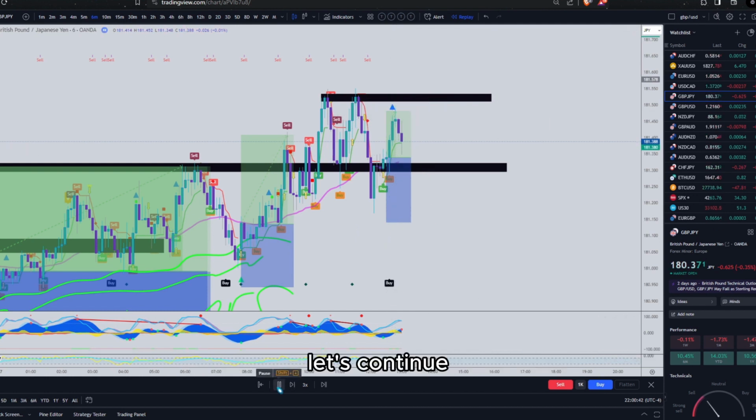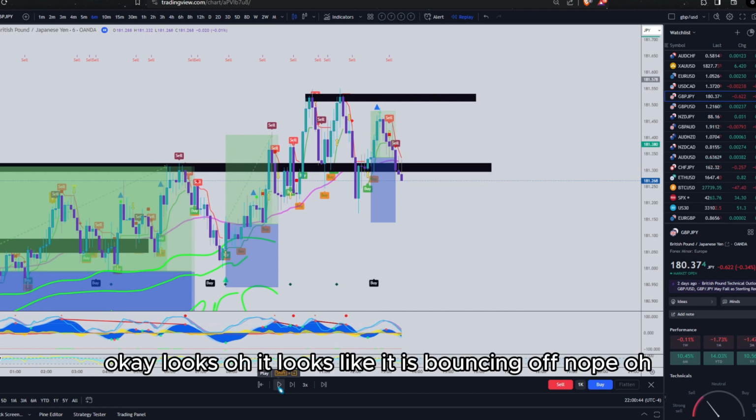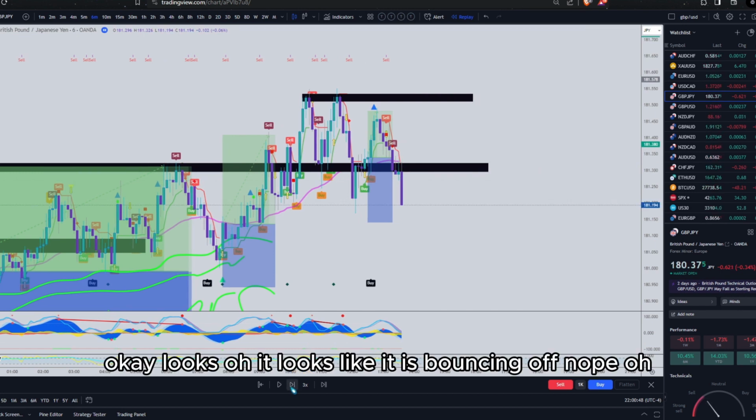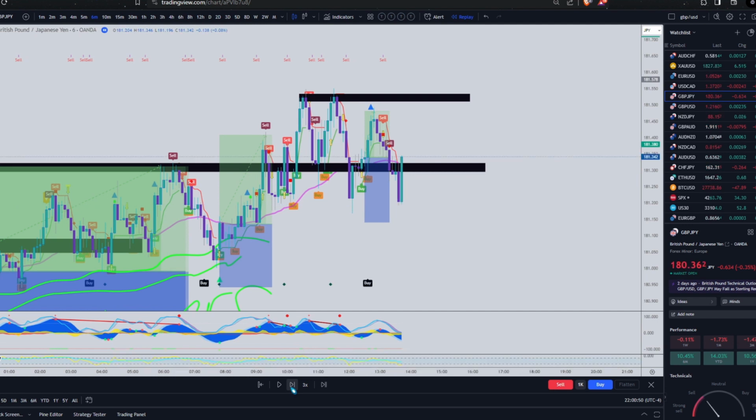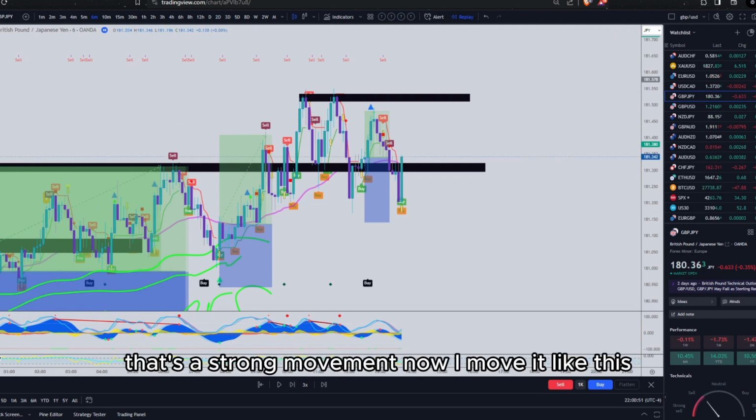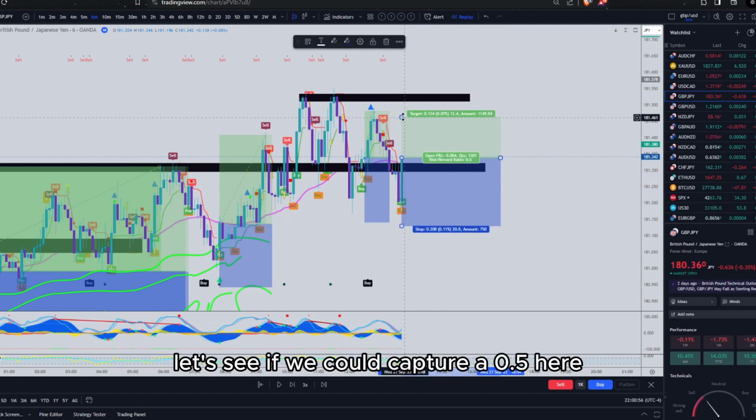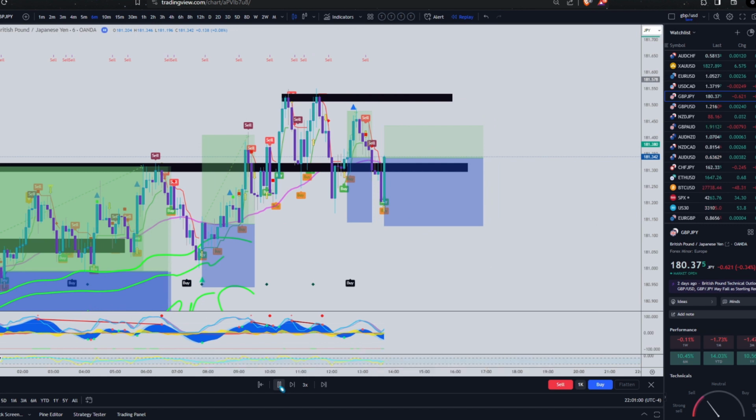Let's continue. Okay, it looks like it is bouncing off. Nope. Oh, yep, it is. Oh my god, that's a strong movement. Now on movement like this, let's see if we could capture 0.5 here.